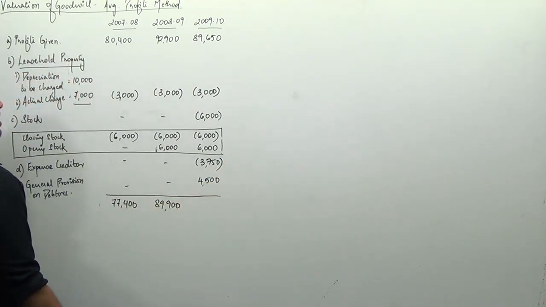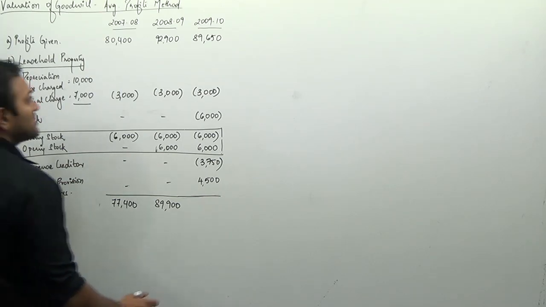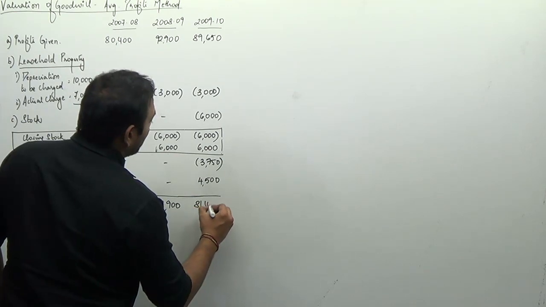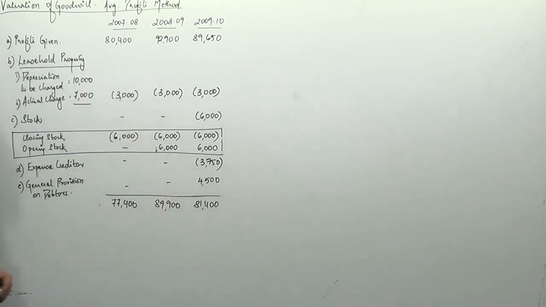Eighty thousand four hundred minus three thousand seventy seven, four hundred minus nine thousand, three thousand minus twelve thousand seven fifty, plus four thousand five hundred. Answer is 81,400. Read the point for goodwill.